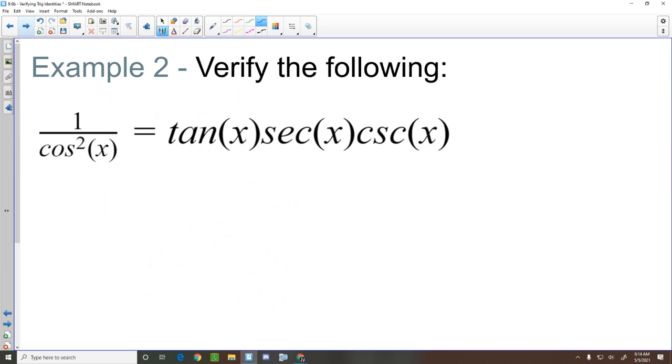And now I'll just let you practice. So go ahead and jot this one down. 1 over cosine squared equals tangent times secant times cosecant. Just go ahead and write that one down so you have an example to look at in your notes to help you out.